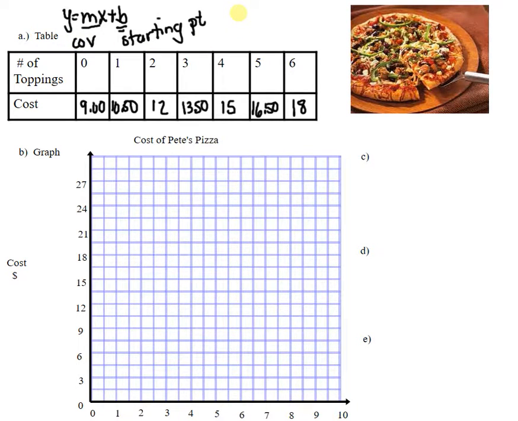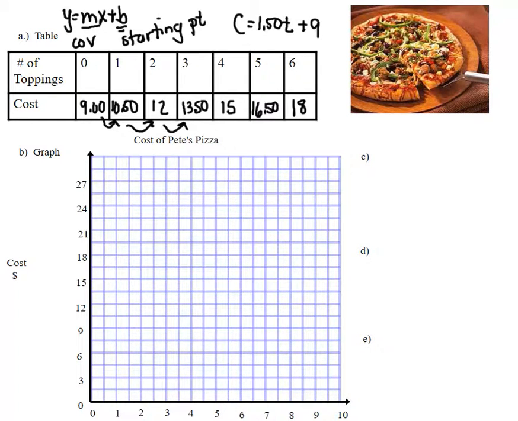So we would have the cost would equal $1.50 per topping. Do we use T? And then we would have to pay, no matter what, the starting cost is $9. Okay, and we can get any of these values by either continuously adding $1.50, so plus $1.50, plus $1.50, plus $1.50, and so on, or we can use the equation.